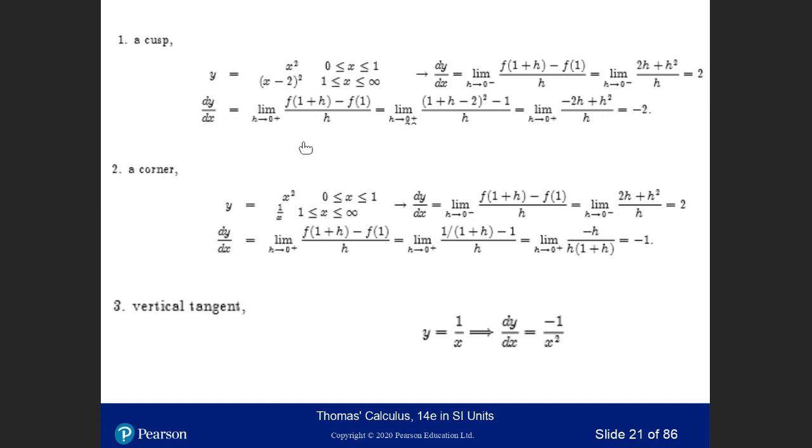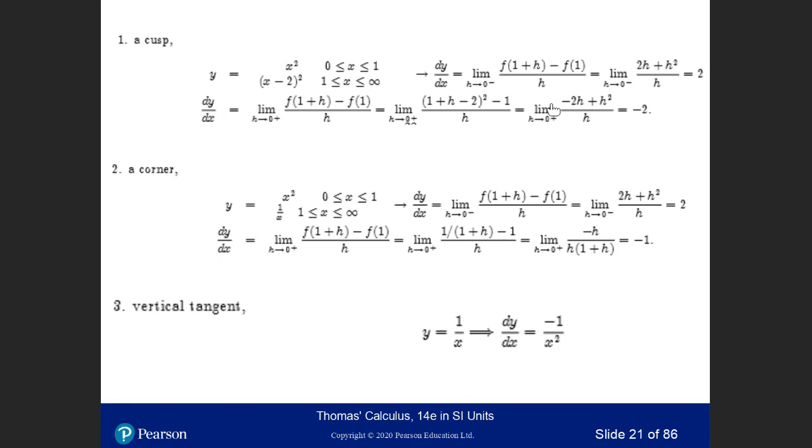Now you take the limit as h goes to 0 from the right-hand side of f of 1 plus h minus f of 1 divided by h. On this side, this function is in effect when you approach from the right. So f of 1 plus h is equal to 1 plus h minus 2 squared.